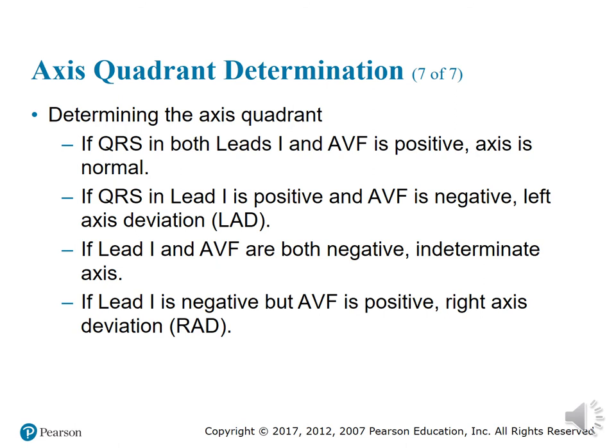Right, if the QRS in both leads 1 and AVF is positive, the axis is normal. If the QRS in lead 1 is positive and AVF is negative, left axis deviation. All right, if lead 1 and AVF are both negative, it means it's indeterminate. If lead 1 is negative but AVF is positive, it means there's right axis deviation.